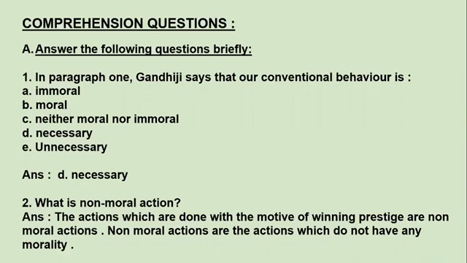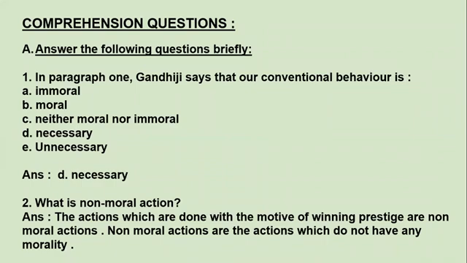So the first one: in paragraph 1, Gandhiji says that our conventional behavior is immoral, moral, neither moral nor immoral, necessary or unnecessary. So the answer is D, necessary. Because when we read the first paragraph in the chapter, we come to know that Gandhiji says that conventional behavior is necessary in life. So with that point of view, we can mark the answer as necessary. D, necessary is the answer for this question.